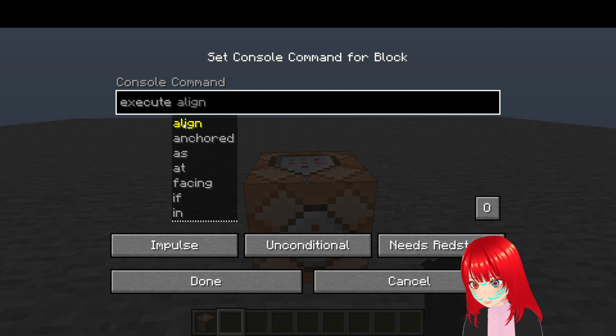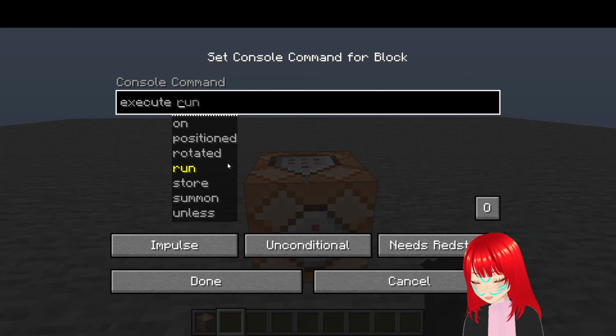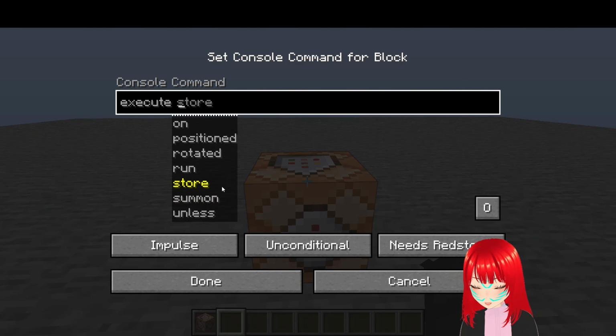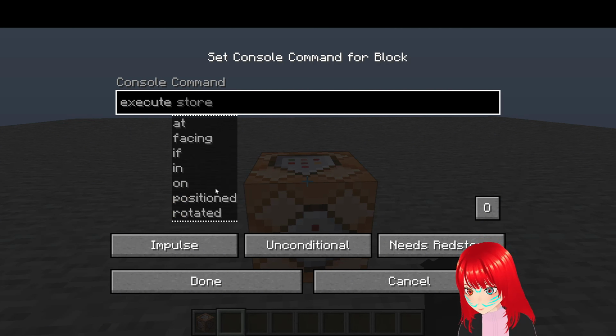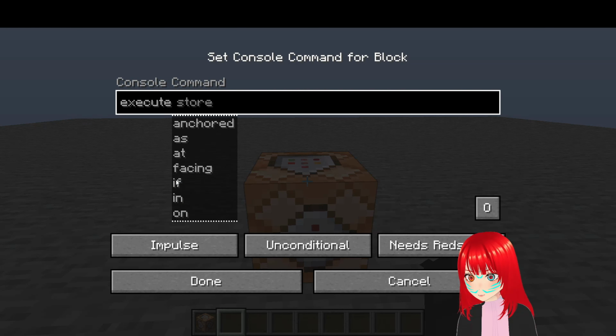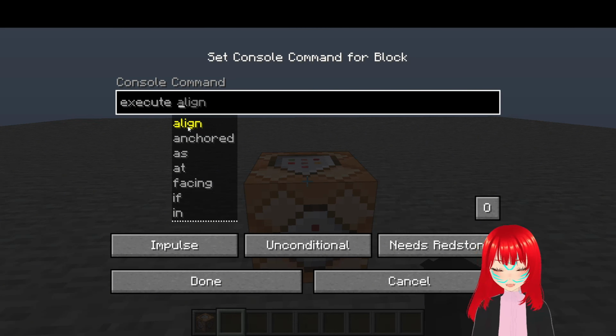There's other ones too, and they are a little more difficult. Run, that's pretty obvious. It just runs your command. I think I talked about that last time. Store command is probably one of the most difficult to do. In my opinion, I don't like using it because it's very difficult for me to understand for some reason.